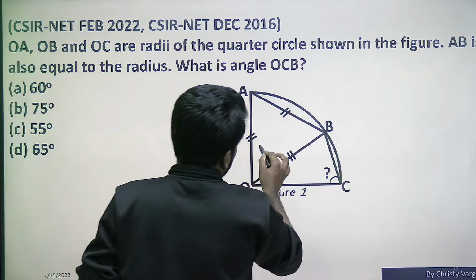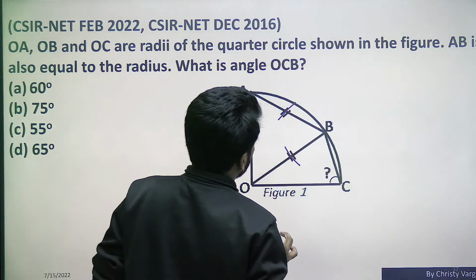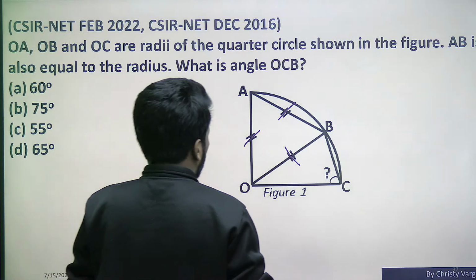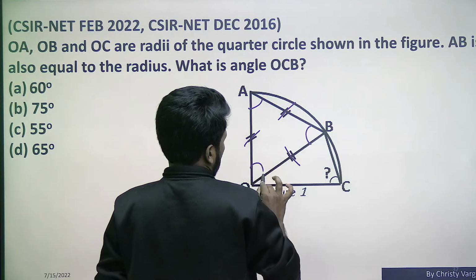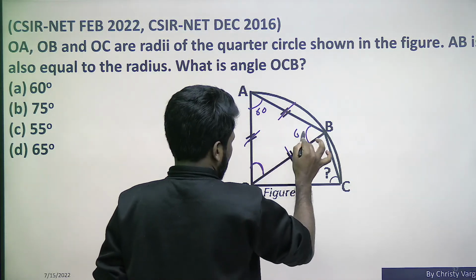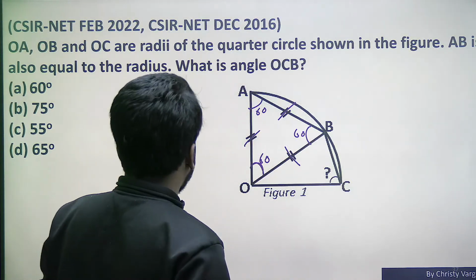ये एक equilateral triangle है, AO, OB, AB equal है, तो एक equilateral triangle है. Equilateral triangle है तो तीनों sides equal हैं, इसलिए तीनों angles भी equal होंगे ना. Are you all understanding why this is equilateral and why these are 60? Because each angle is 60 for an equilateral triangle.